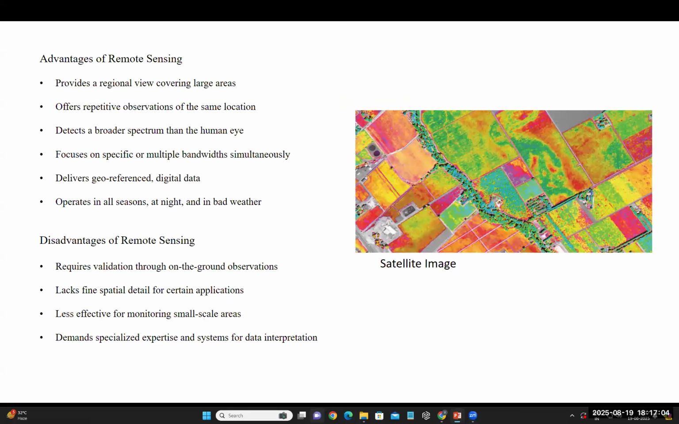In the same way, this technology also holds some advantages as well as disadvantages. First, we will talk about the advantages of remote sensing. It provides a regional view covering large areas. It offers repeated observations of the same location, detects a broader spectrum than the human eye, focuses on specific or multiple bandwidths simultaneously, delivers geo-referenced digital data, and operates in all seasons, at night and in bad weather.